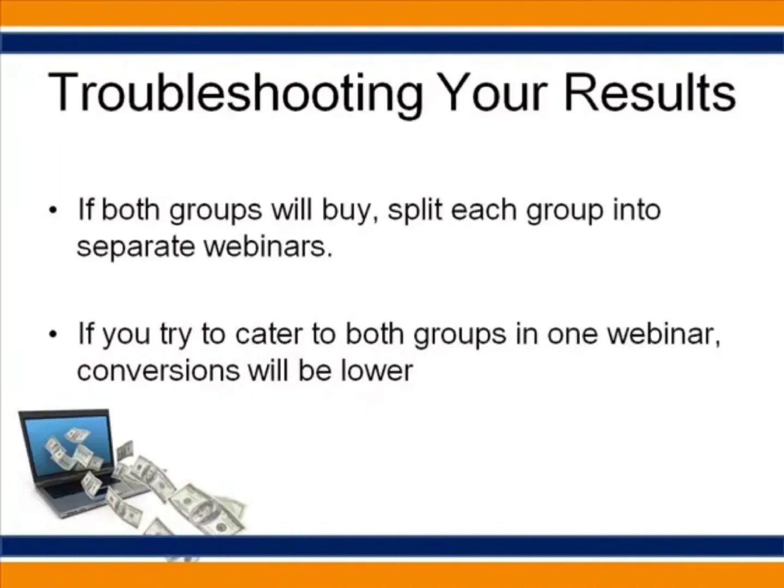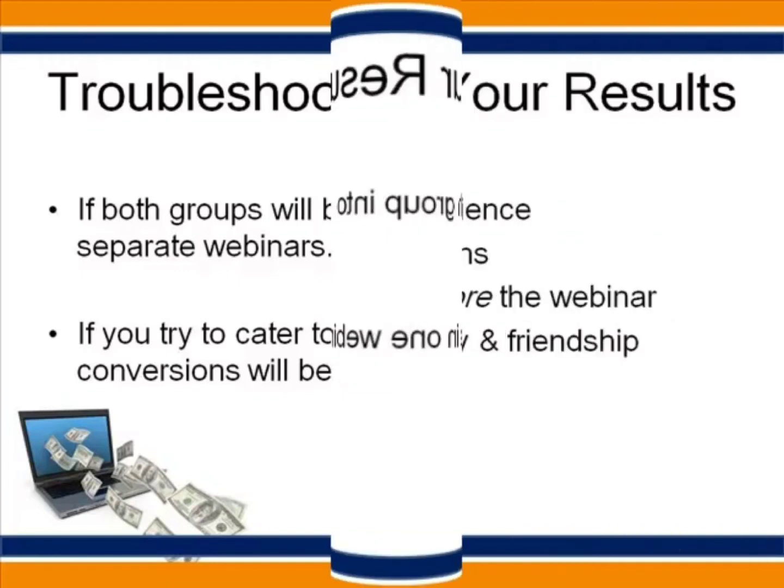If both groups seem to be strong prospect material, don't make the mistake of trying to cover both areas of interest in one single lead generation webinar. Instead, plan to create a second, separate webinar, or else focus only on one group for now. Trying to serve both in the same webinar will please no one and reduce future conversions and contact opportunities.